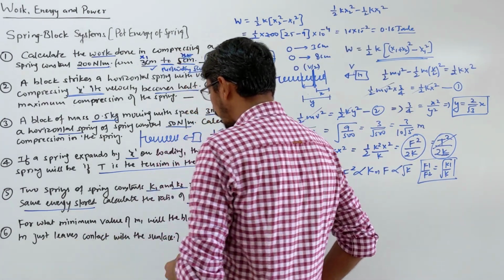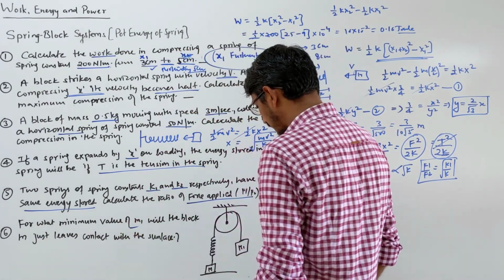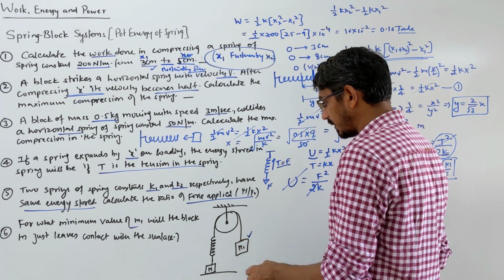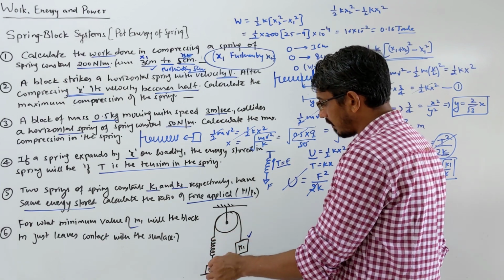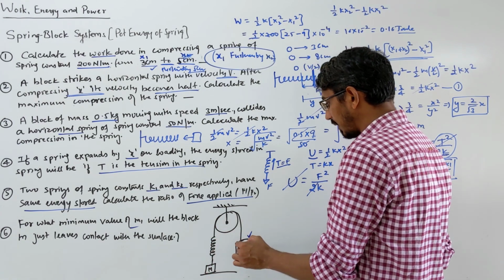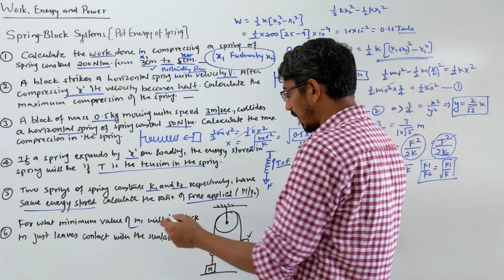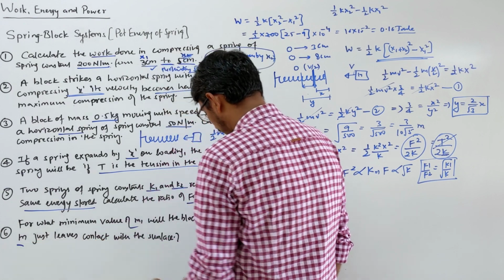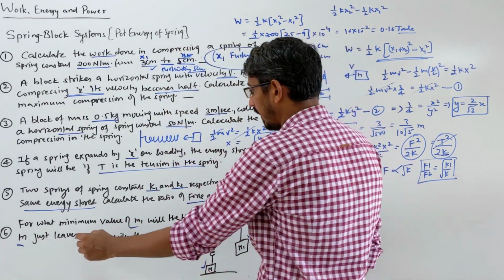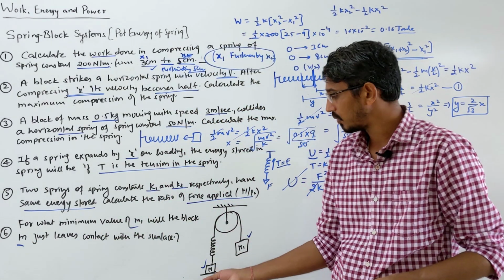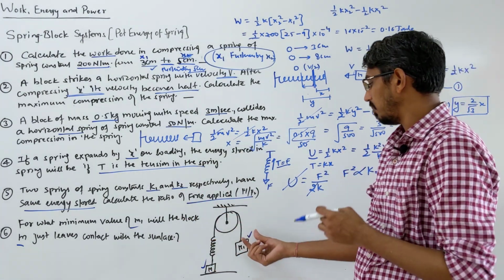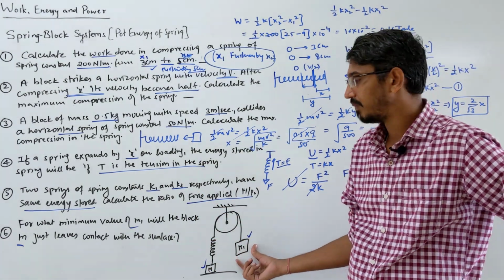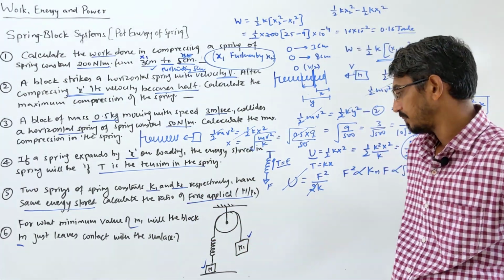For what minimum value of M1? Where is M1? Look in this way, this is the value of M1. This is a pulley, one spring is there, one block is placed on ground and one block is hanging in air, right? For what minimum value of M1 will the block M will leave the contact with the surface? You want to lift that block, how much mass you have to hang here, right? M1, minimum value of M1 they are asking.